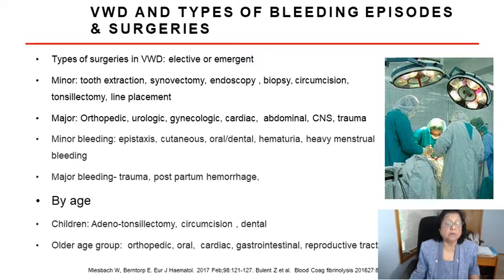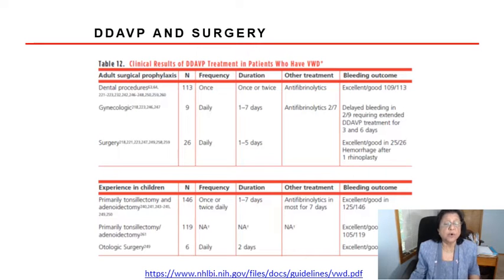But trauma, heavy menstrual bleeding can be minor in some patients. And the major bleeding are, of course, synovectomy, all the biopsies, line placement, etc. And by age, most children undergo adenotonsillectomy, circumcision, and dental work, whereas in the older age group, you have to worry about orthopedic surgery, gastrointestinal, and reproductive.